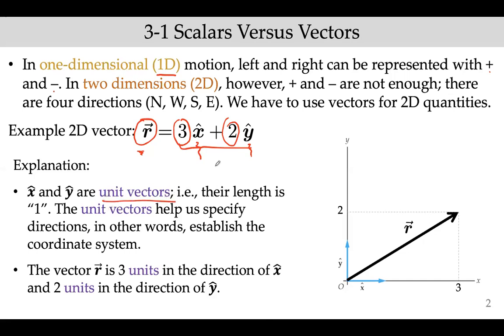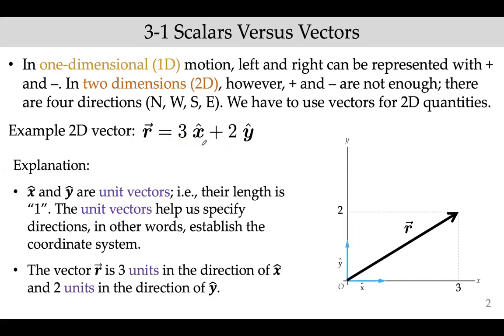The meaning of x hat and y hat is that they help us specify directions. In other words, establish the coordinate system. So these are unit vectors. What it means is their length is 1. Hat means unit vector, so the length of x is 1, and the length of y is also 1. If their lengths are 1, then why are they useful? Because they show us the directions. This unit vector shows us the x direction, and this unit vector shows us the y direction.